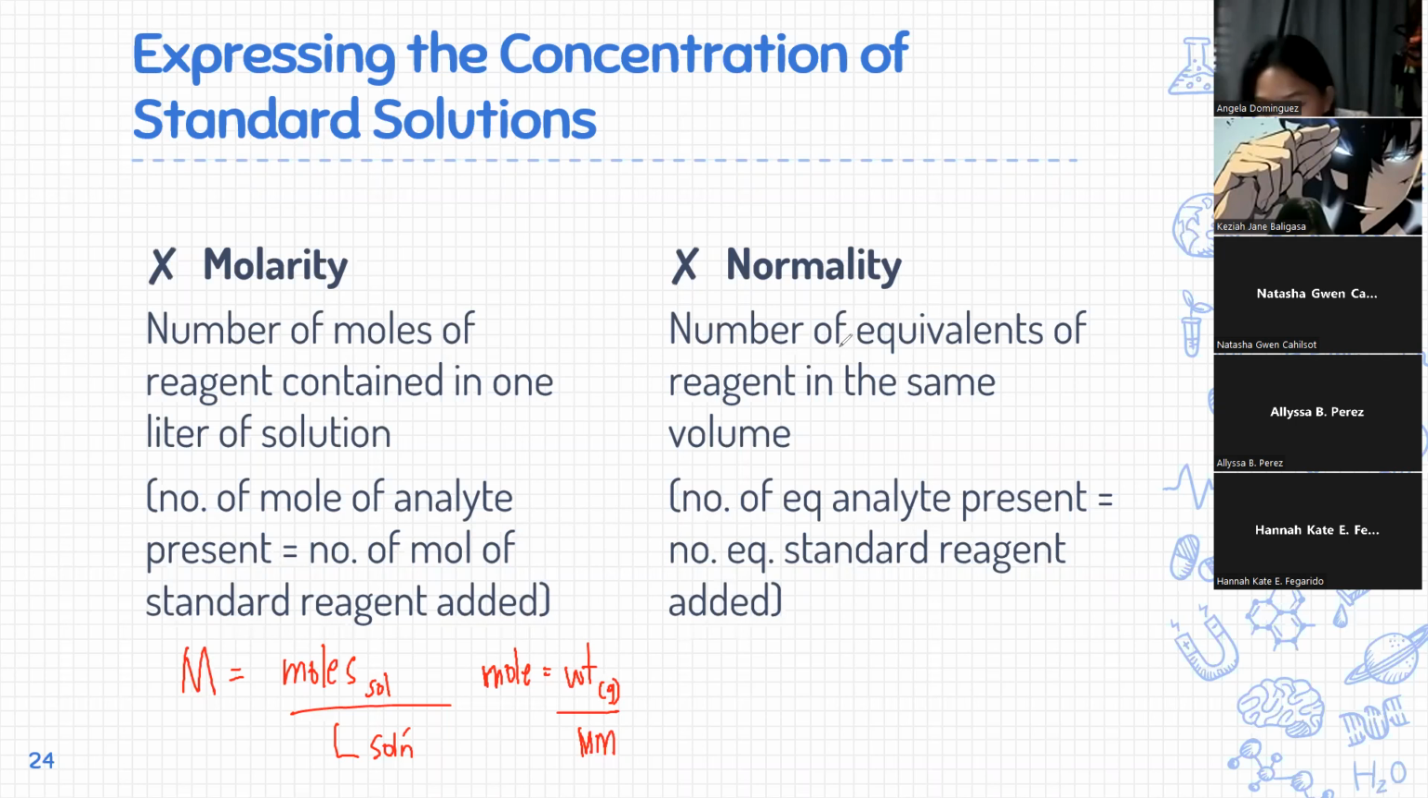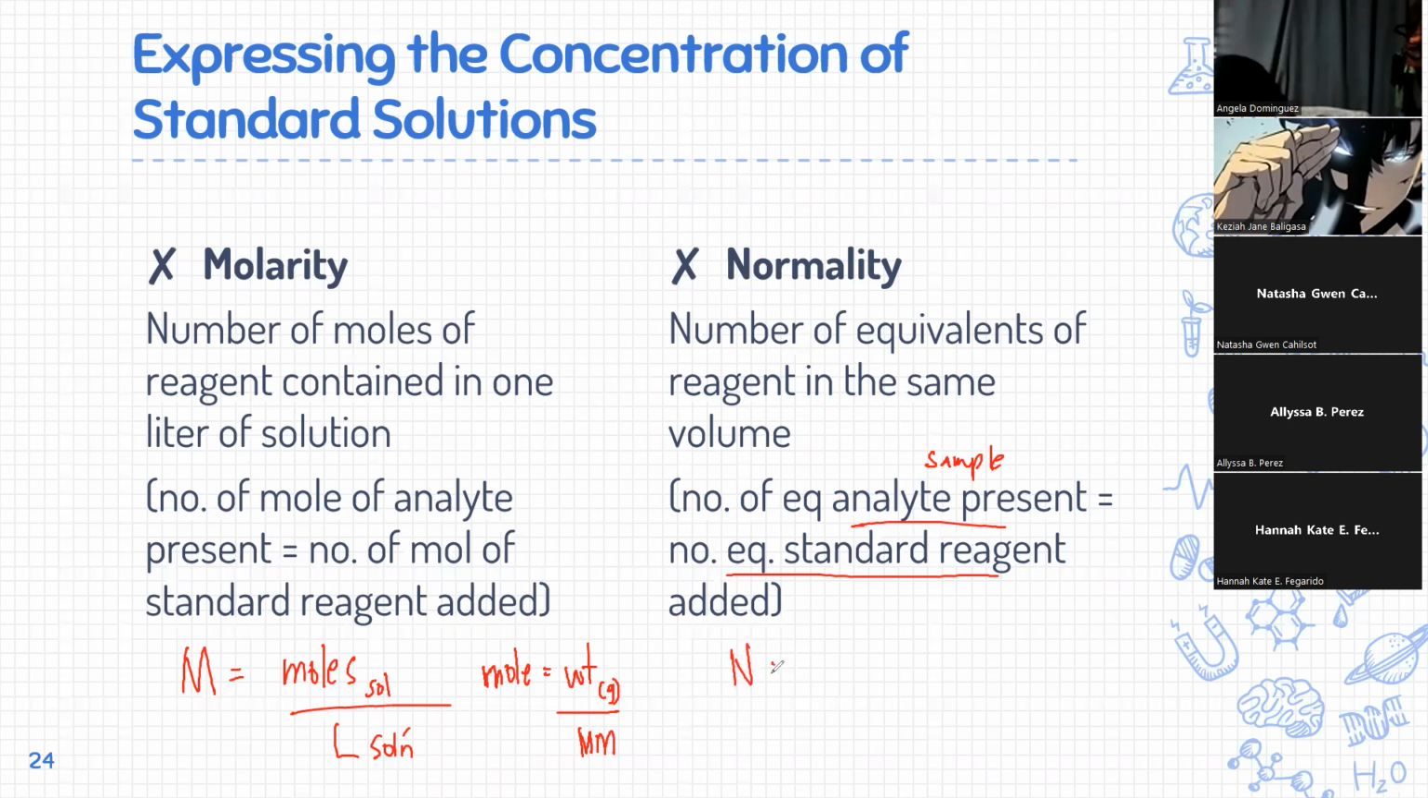Normality is the number of equivalents of reagent in the same volume. Okay? In titration, we assume, class, that the number of equivalents of the analyte or the sample after titrating will be equal to the number of equivalents of the standard reagent, whether it is a secondary standard or a primary standard. That is what we assume for the titration process. Their equivalent weights will be equal, both the sample and the standard solution.